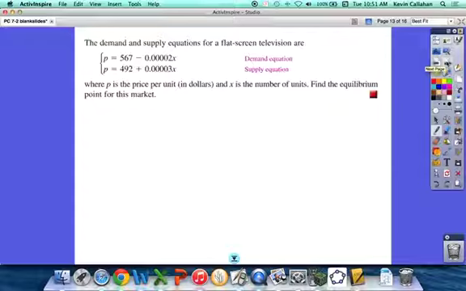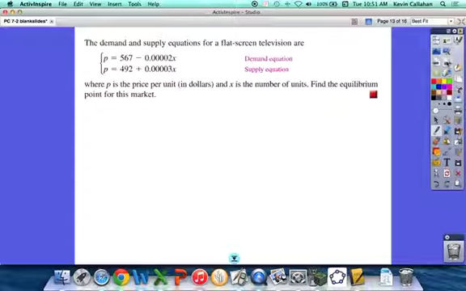The demand and supply equations for a flat screen television are, now they're giving us P equals for the demand and P equals for the supply equation. It says where P is the price per unit and X is the number of units. So yeah, the price is different. If the price is different, then the number of units demanded is different. If the price is different, then the supply will be different. Okay, so they're saying, find the equilibrium for this market. What do you think they're asking you to do?